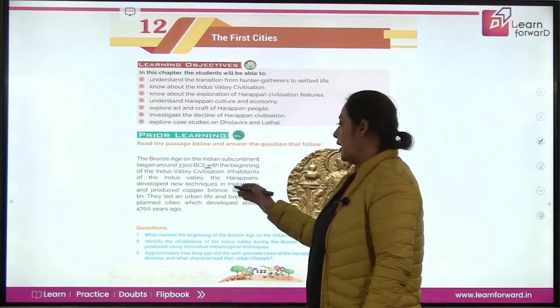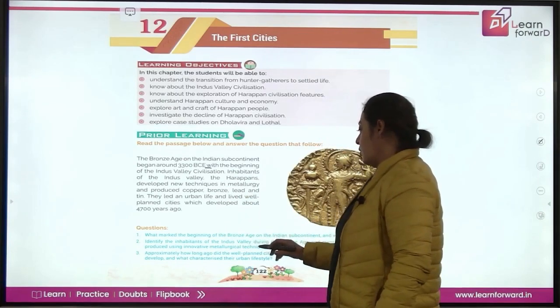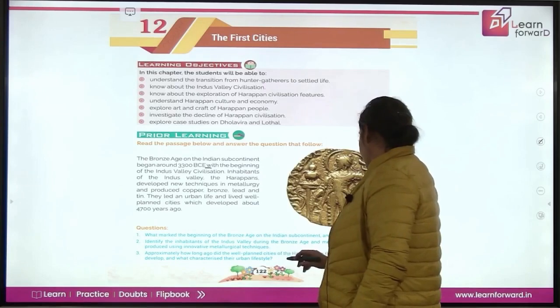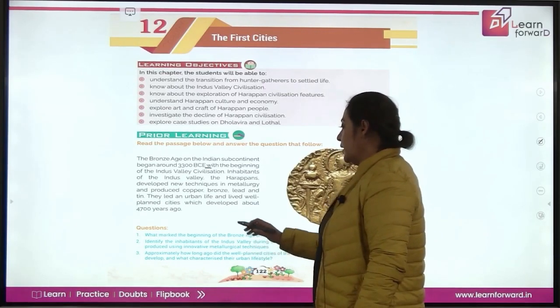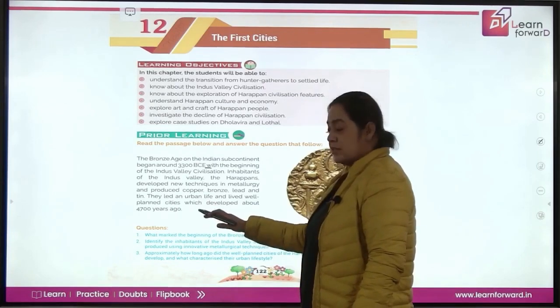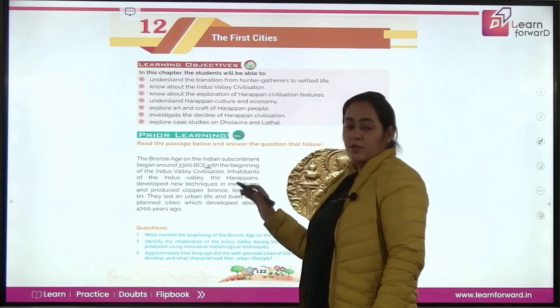they used metallurgy and produced copper, bronze, lead, and gold. Approximately how long ago did the well-planned cities of Harappan in the Indus Valley civilization develop, and what characterized their urban lifestyle? It developed about 4700 years ago, and they led a very nice life with well-planned cities.